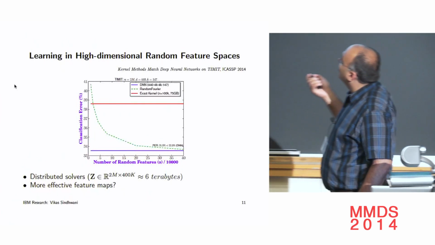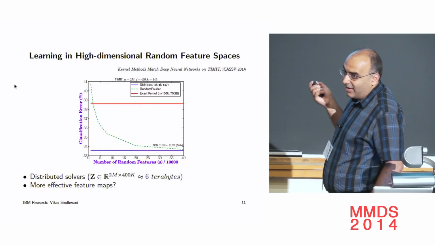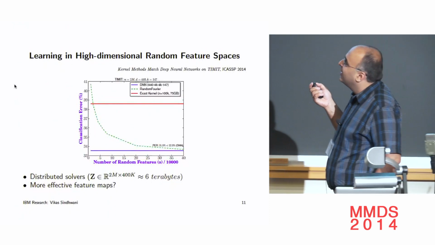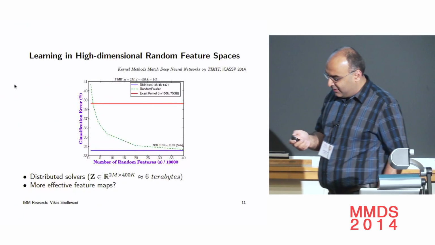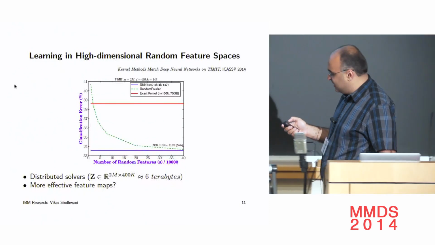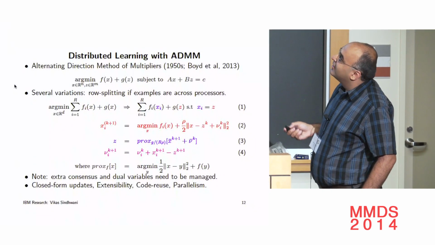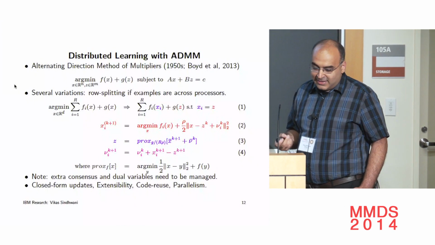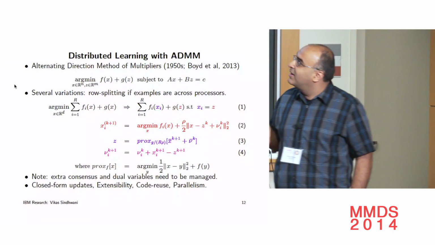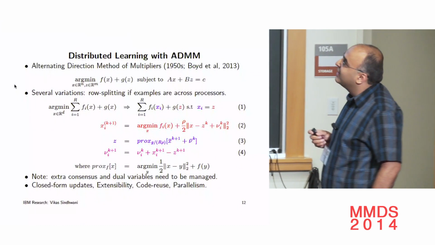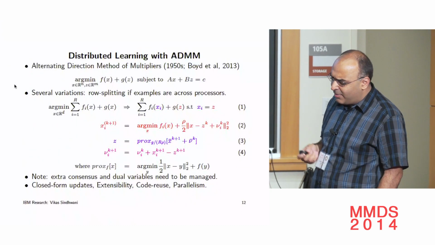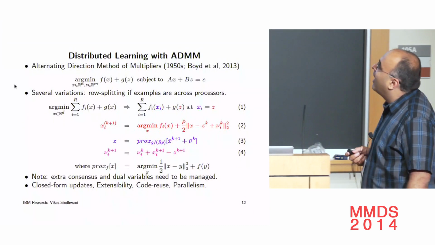The other issue is we don't really want to go so far, hundreds of thousands of features. So how do we actually come up with more effective feature maps? So this leads to two lines of investigation. The first line of investigation is simply to try to combine this random features idea with distributed learning with ADMM, the alternating direction method of multipliers, which has become very popular recently.